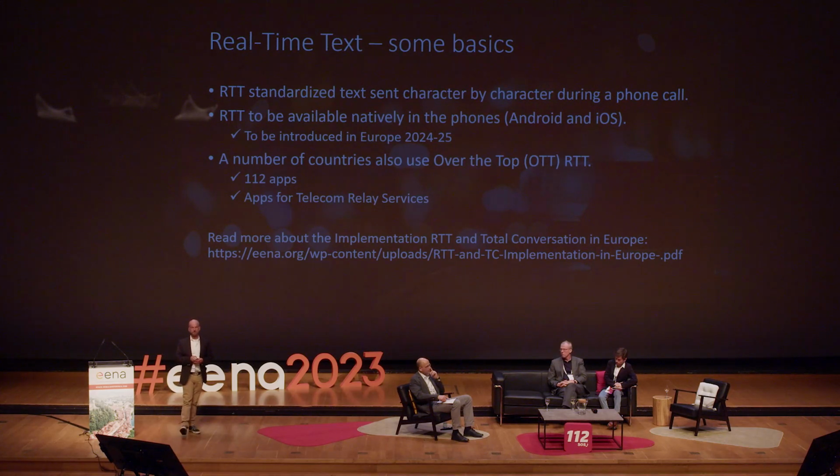So there are two ways of providing or getting real-time text. One which has been available since a few years back in the US, which is native RTT. So it's real-time text available right in your phones. So what you do, you go to accessibility, select real-time text, and it's available in your phone. And then in the US, in some areas now, you can make a call to 911 using your phone. Same in Canada, they are rolling it out.